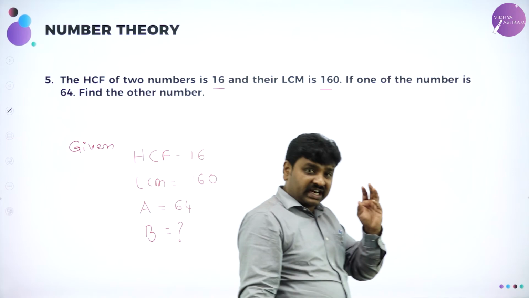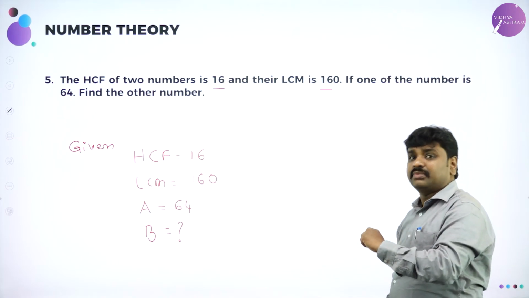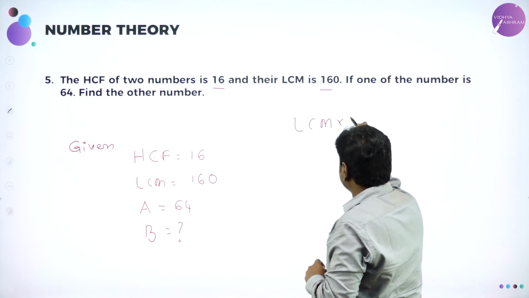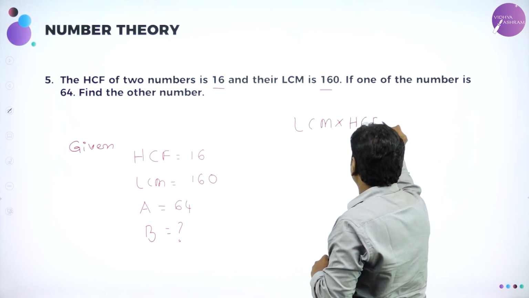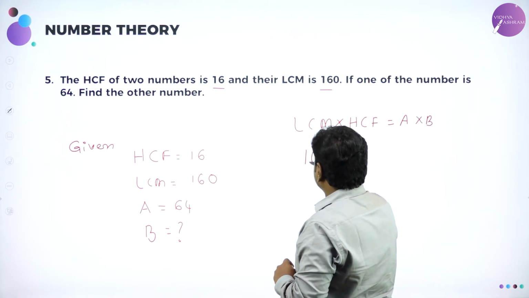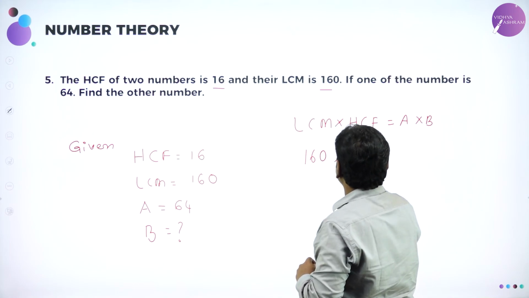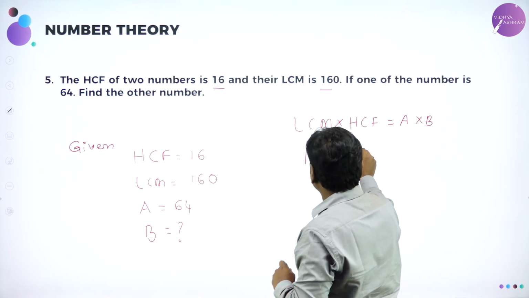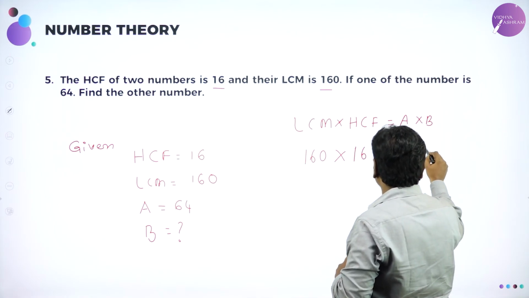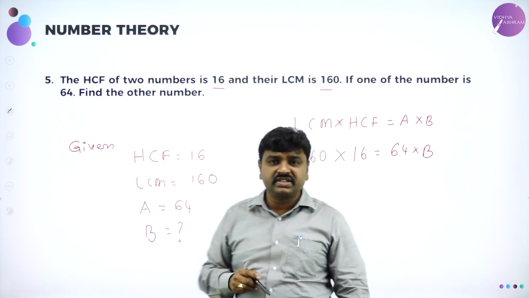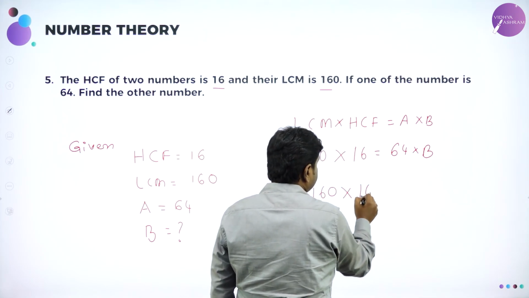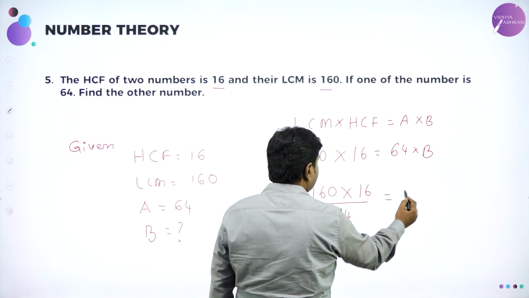And all of you know the relation between HCF and LCM. What is the relation between HCF, LCM and the product of numbers? LCM into HCF is always equal to the product of the two numbers. What is LCM? We have 160. What is HCF? We have the HCF of two numbers, 16. Product of two numbers: one number is 64, the other number we don't know, call it B. Now rearrange and get B. So bring this, 160 into 16 divided by 64 is equal to B.